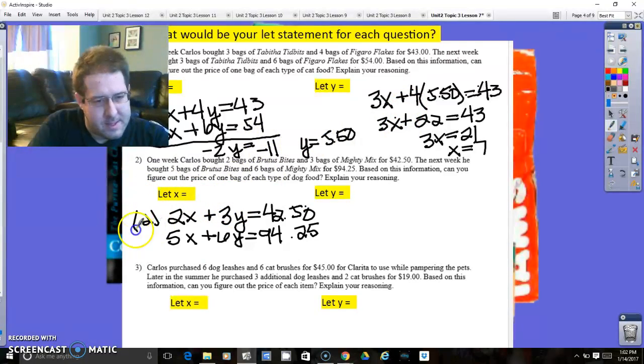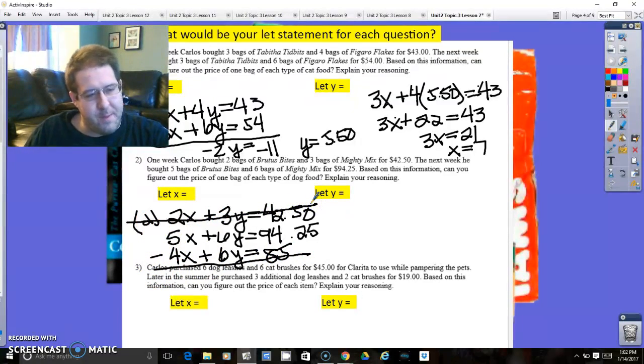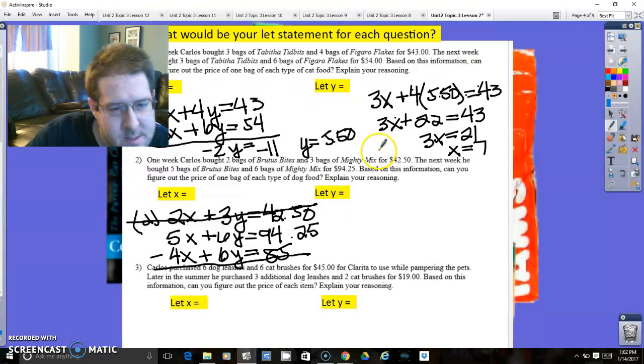I'm going to multiply the entire top line. As long as you do it to the entire line, then you're not changing the value of anything. So I'm going to multiply everything by 2, so that turns this into 4x, that turns this into 6y, and that'll turn this into $85. And now I can subtract. So this is gone, so I've converted that into the new line at the bottom. So now I can subtract.